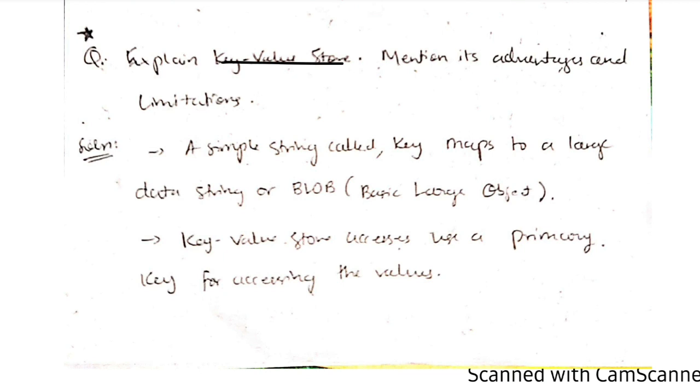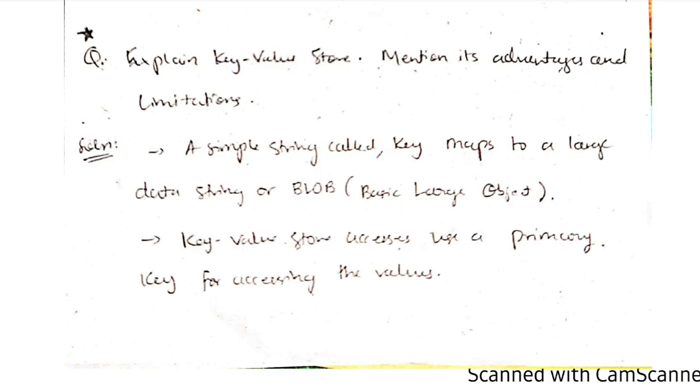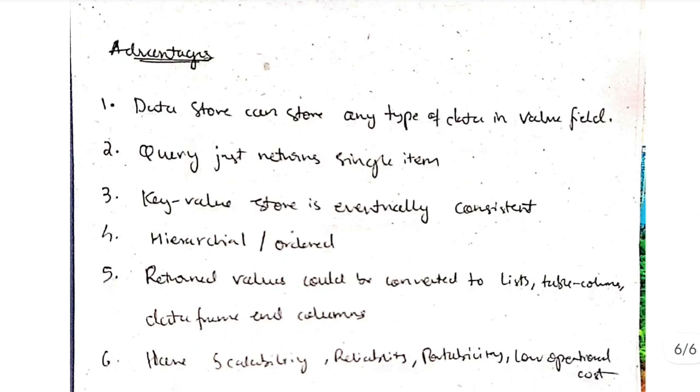Explain key value store. A simple string called key maps to a large data string or blob, basic large object. Key value store access uses a primary key for accessing values. Okay. Now coming to the advantages and disadvantages.